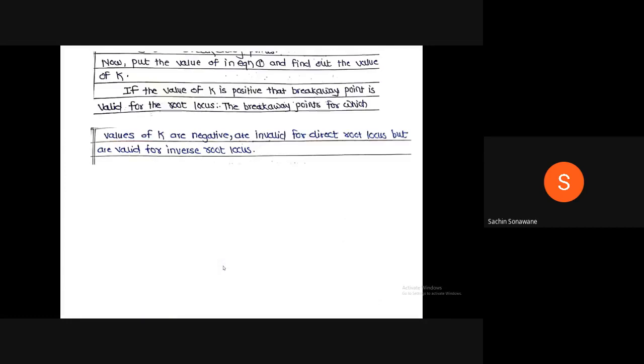Now put the value of S in equation 1 and find out the value of K. If the value of K is positive, that breakaway point is valid for the root locus. The breakaway points for which values of K are negative are invalid for direct root locus, but are valid for inverse root locus. Always remember, the breakaway point lies in the root locus region.